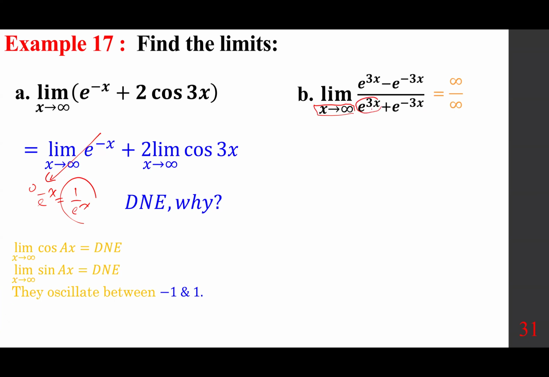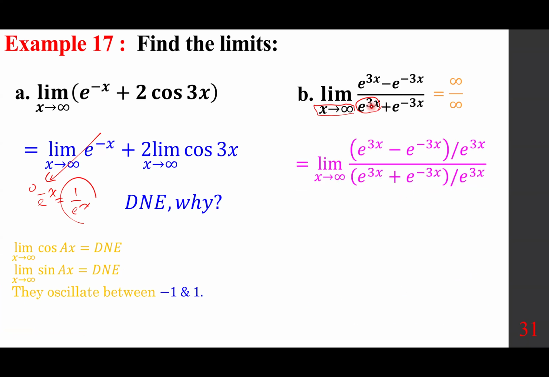The technique is to divide by the highest value in the denominator, which is e to the power of 3x. So we are going to divide everything by e to the power of 3x. Let's see what happens. If you multiply this one by this one, you get 1. This one by this one, you get this one. What about this 2?